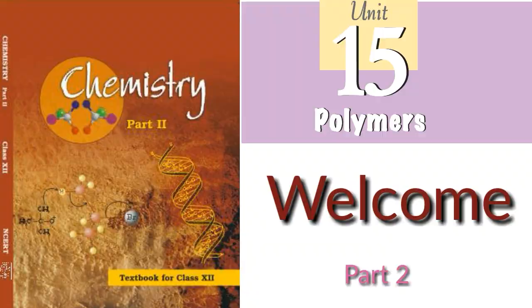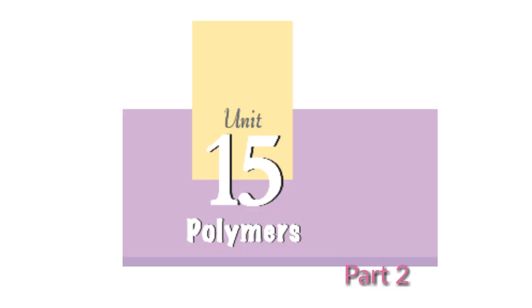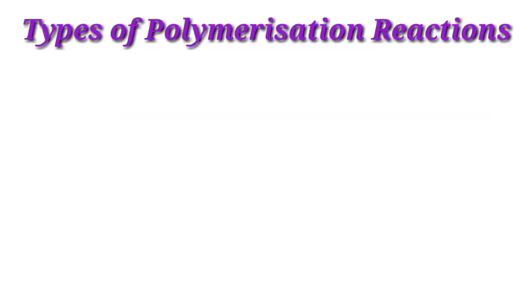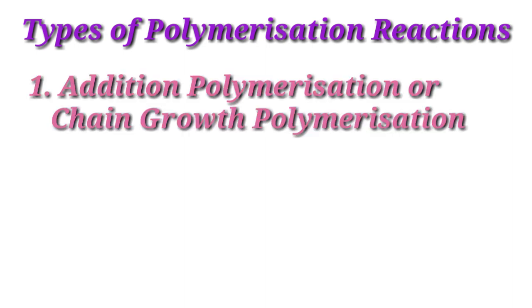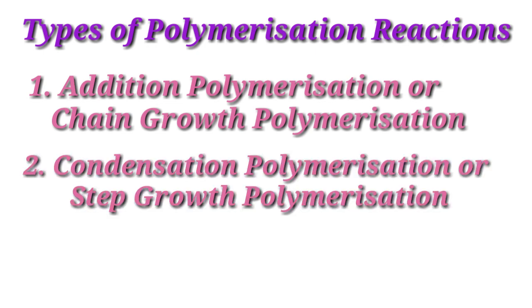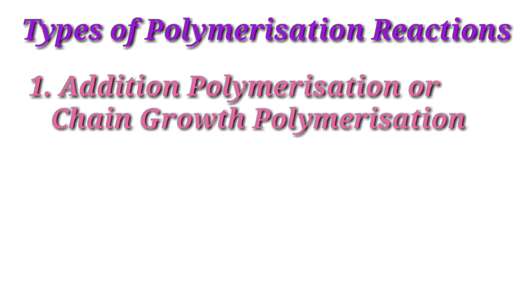Welcome back. Now we are going to study types of polymerization reaction. There are two types of polymerization reactions. First one, addition, otherwise called chain growth polymerization. Second one, condensation or step growth polymerization. We can start with addition polymerization.